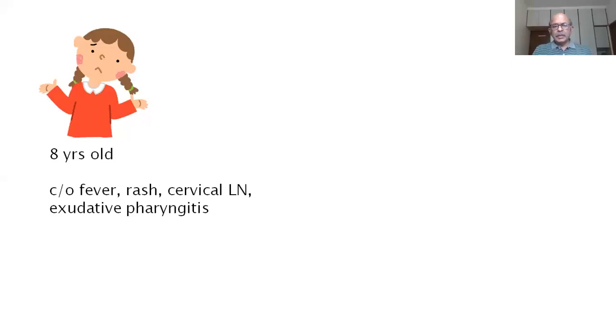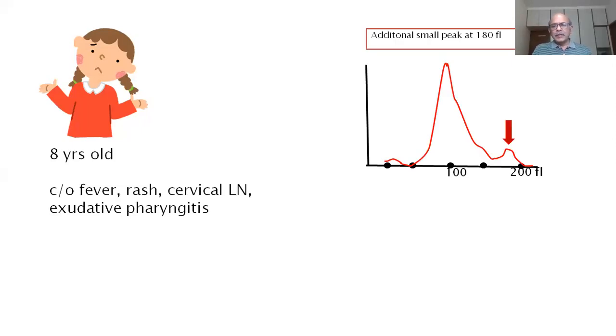This 8-year-old girl presented with fever, exudative pharyngitis, and cervical lymphadenopathy. We kept a differential diagnosis of streptococcal pharyngitis versus infectious mononucleosis. A CBC was sent, and it showed that most of the RBCs had an MCV of around 85, which was normocytic, but there was another peak at around 180.